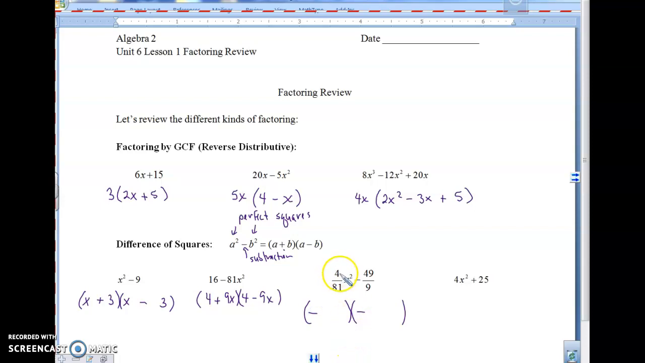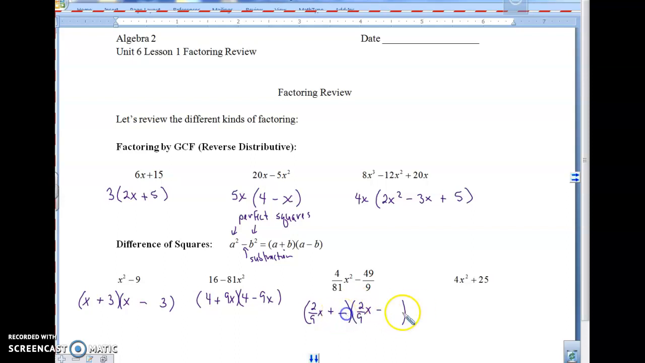For the numerator, how do you get 4? Well, in the numerator, 4 is actually 2 times 2. In the denominator, how do you get 81? 9 times 9. We know it's going to be x and x to get the x squared. There's your first term. So it's actually 2 ninths x times 2 ninths x. Plus and minus in the middle.